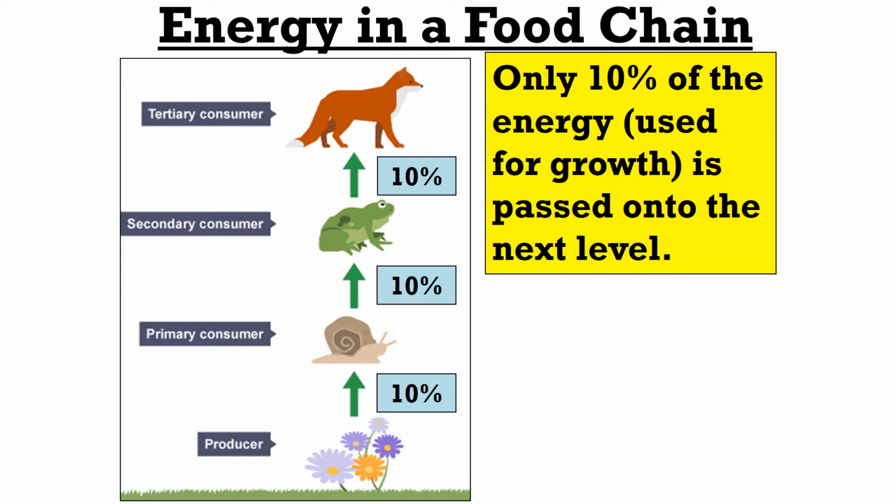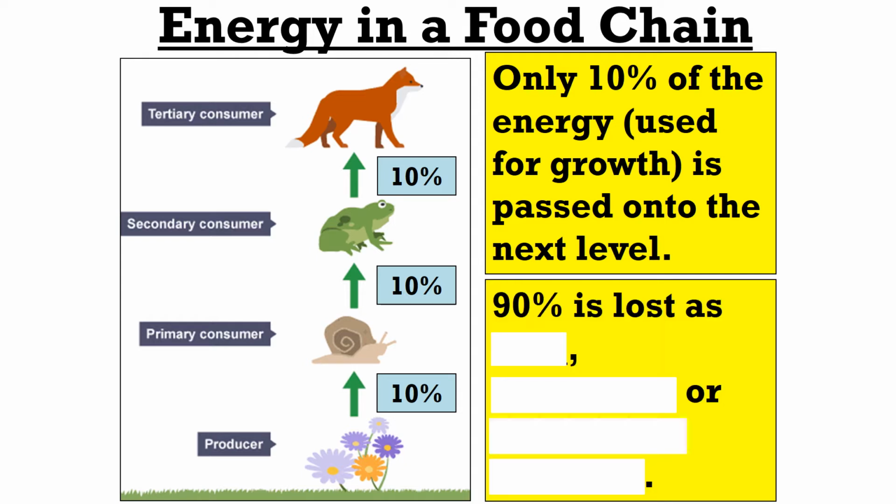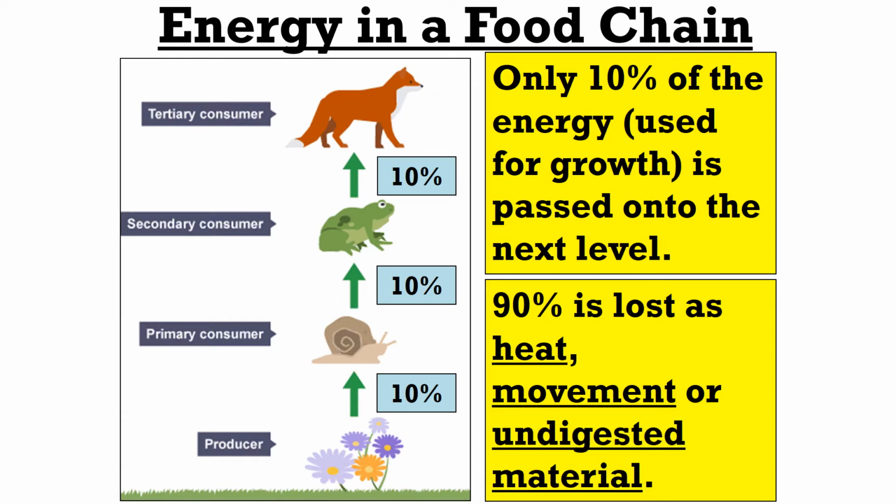So that means if only 10% is passed on, then 90% is lost. And there's three different ways in which the energy might be lost. So the first is heat, which radiates out of the body. Secondly, movement as well, so that's kinetic energy. And the last one, you're going to have undigested material, so the things that you eat which are not digested and turned into energy which your body can use for other things, but are just lost as waste. Okay, so the majority of energy is lost due to these three different things, and 10% of the energy is passed on.